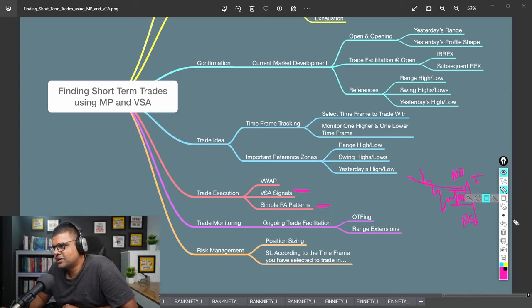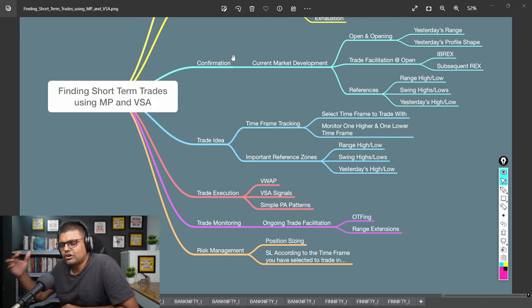Then you look at some simple price action patterns. Okay, you will say, why should I complicate? I see a flag developing. If it breaks the flag, I'll sell. Fine, that also works. All right? As long as your context, confirmation, trade idea, everything is on point, even simple price action patterns work flawlessly.